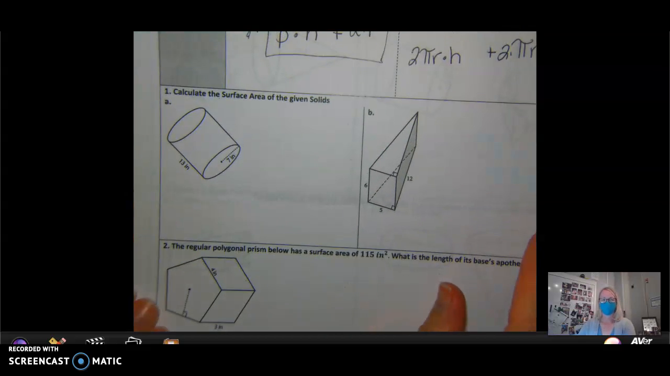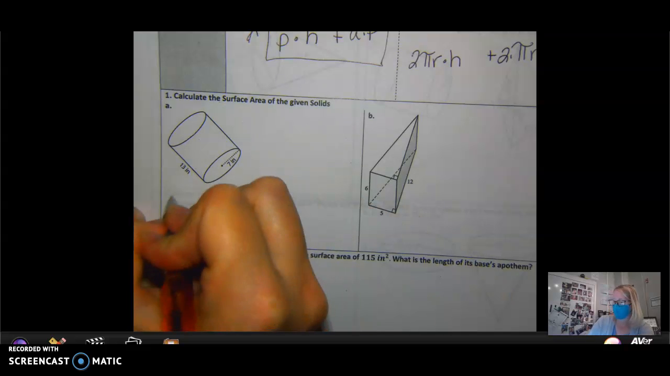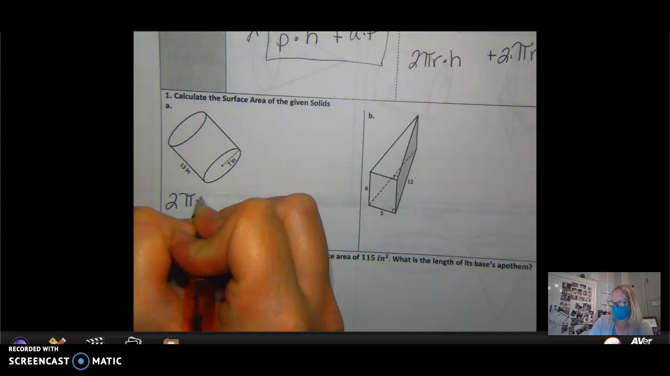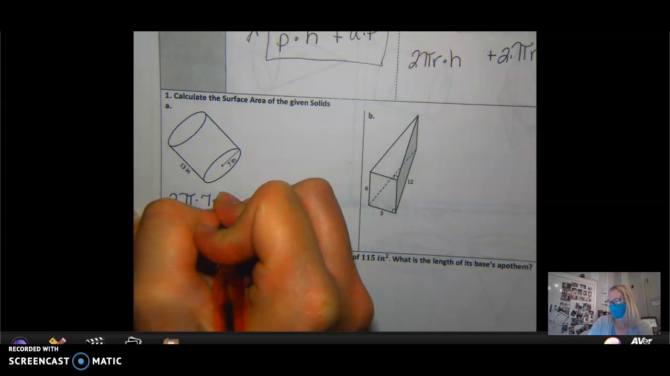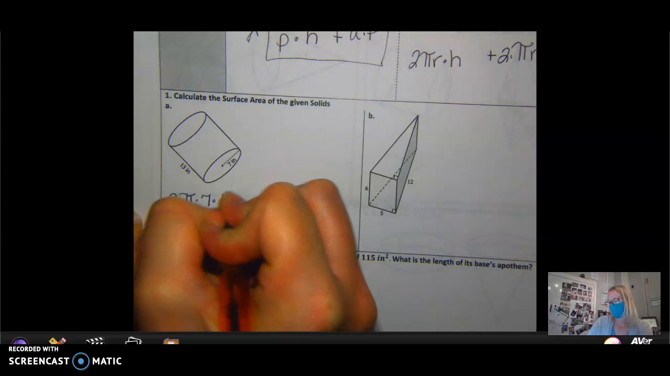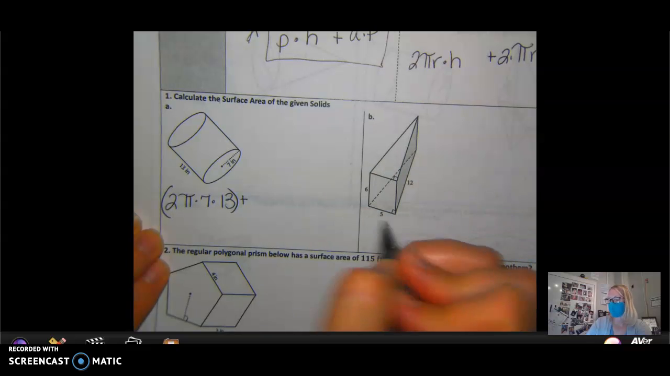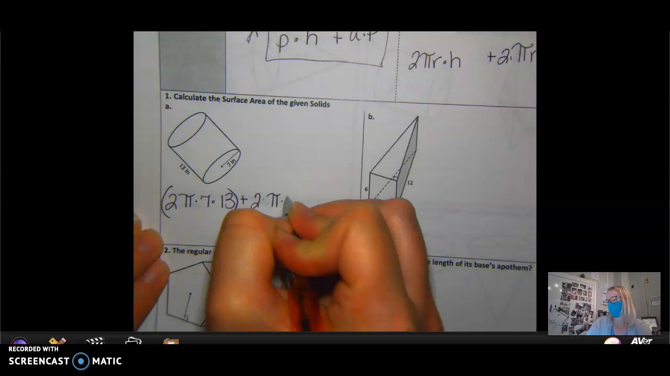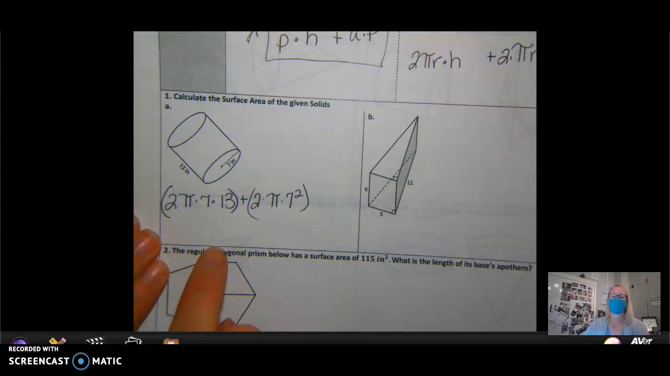Number 1 is the cylinder. So we're going to go off this formula. So I'm going to just plug it in. 2 times pi times what's my radius? Times what's my height? 13. To that I'm going to add, so I'm going to do all that first. And then once I do that, I'm going to add 2 times pi times what's my radius again? 7 squared. So you're going to do both of those things and then add them together.